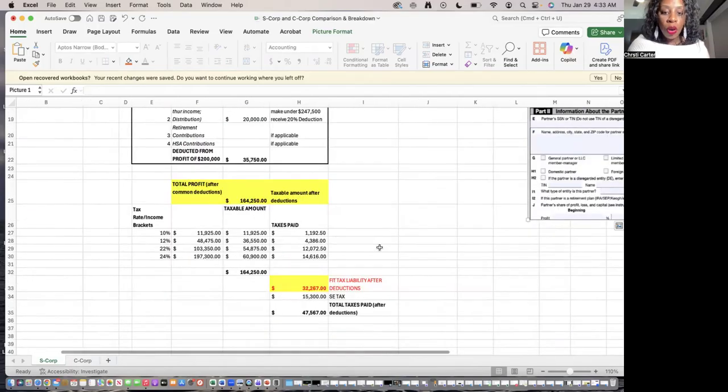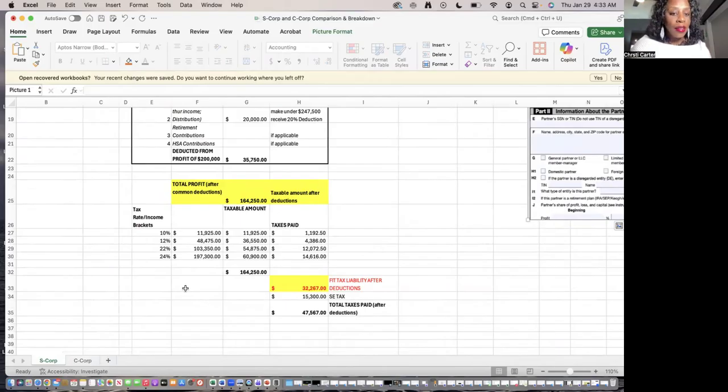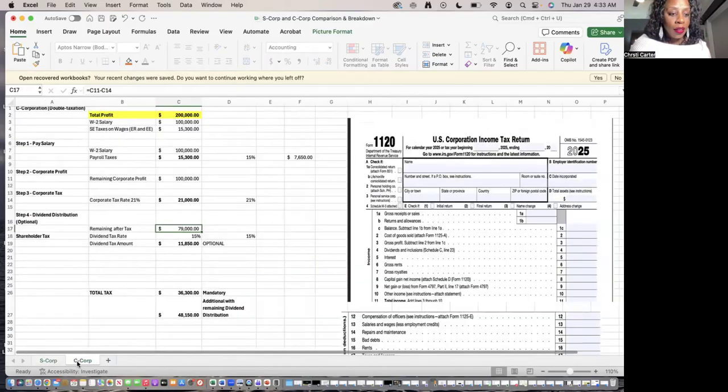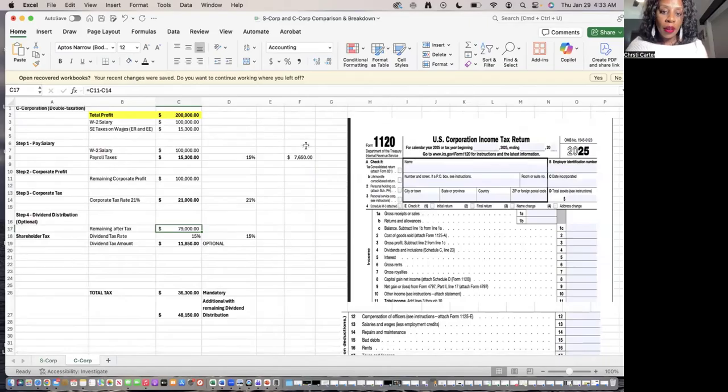And now we're going to go over C-Corp characteristics and details. This is going to be just as thorough, but it's a little quicker and easier to explain. Just for simplicity, we're going to keep the same sales and the same amounts. So your business made $200,000, right? That's what I want to highlight.